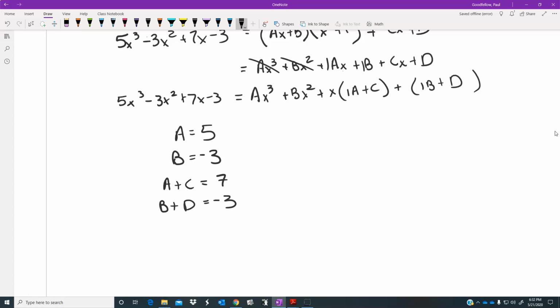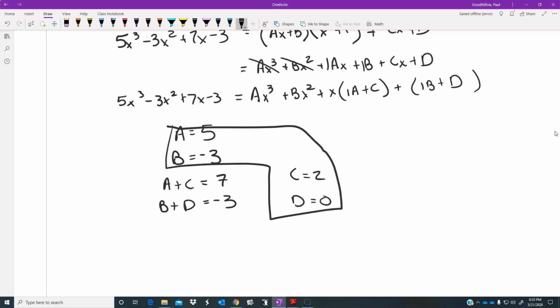Now, a lot of these are going to be relatively easy to come up with. If I plug in -3 for B, and then B plus D is supposed to make -3, that must mean that D is 0. And then last but not least, we have A and C supposed to add to 7. Well, A is already 5. That means C's got to be 2. And those are our 4 answers that we're basically searching for.